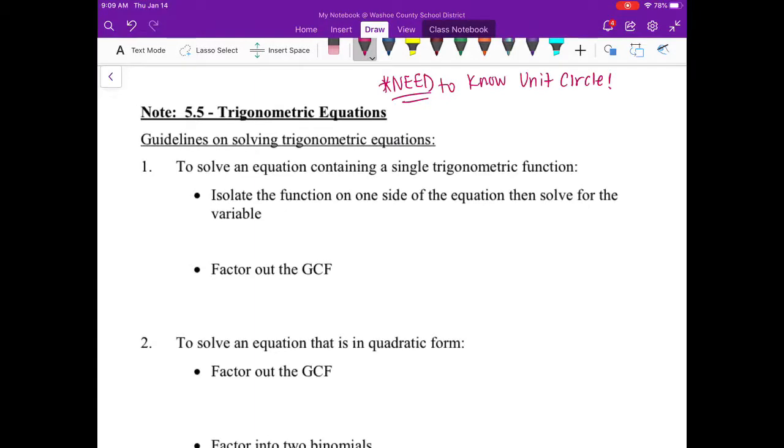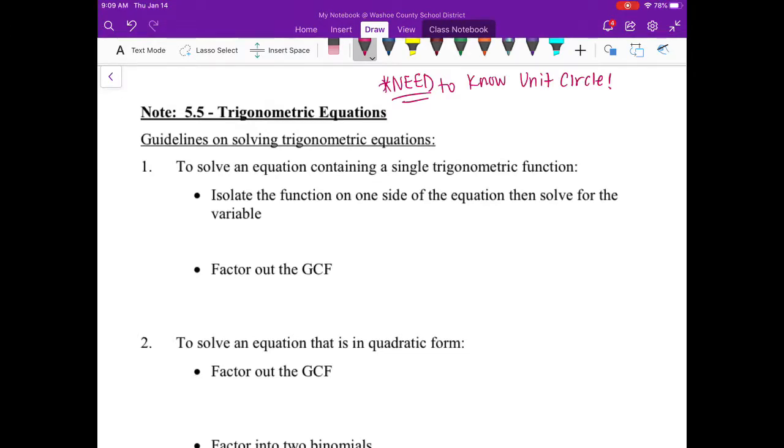All right, for notes 5.5, we're going to be solving trigonometric equations. So we are going to solve for x here, figure out what the values of our trig functions are in the unit circle, okay? So it's super, super important that you know your unit circle for this section.